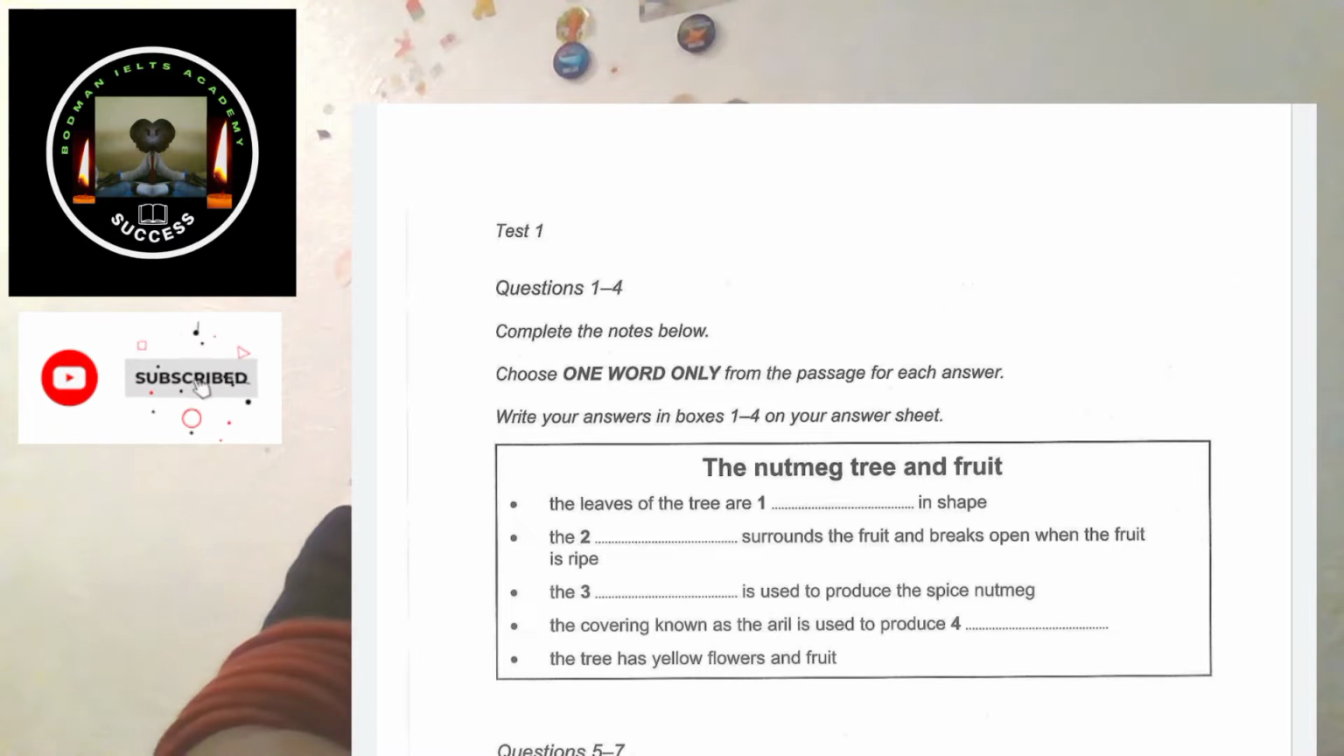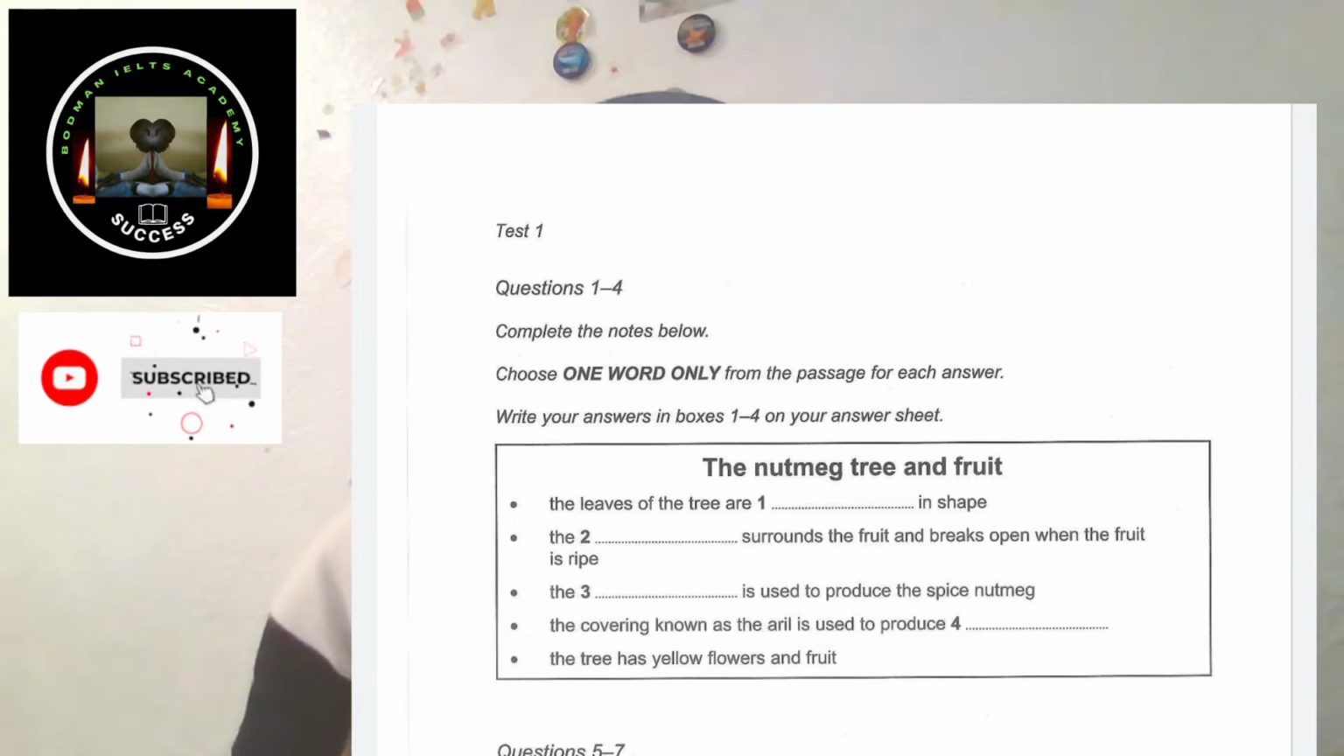What do I mean by word instruction? The instruction will say one word only, just like this, or not more than two words, or one word and or a number. That is the instruction they want you to follow.